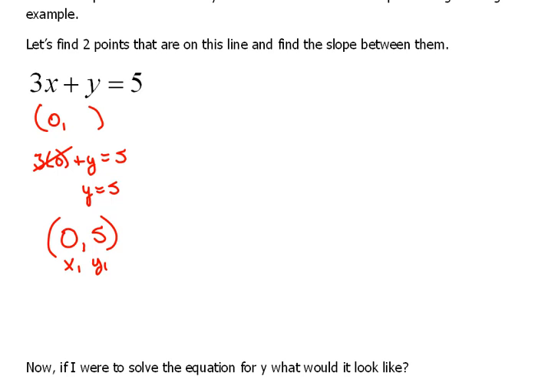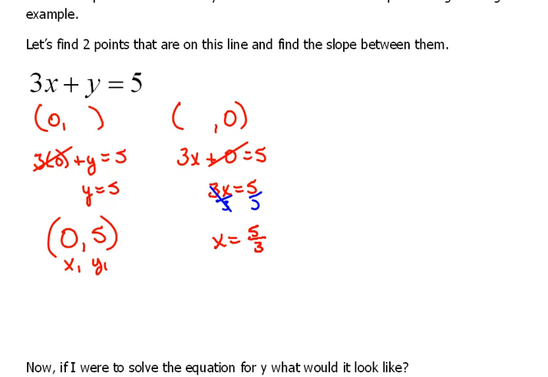Okay, now for my second point, let's again look at intercepts. We're reinforcing that idea. So let's look at the x-intercept where the y value is always 0. So in this case, we'd have 3x plus, instead of y, we'd put 0, equals 5. Okay, so that's gone. So we have 3x equals 5. And if we divide both sides by 3 to get x alone, then x would equal 5/3. So we have a point here of 5/3, comma 0. I'm going to call this my x2, y2.